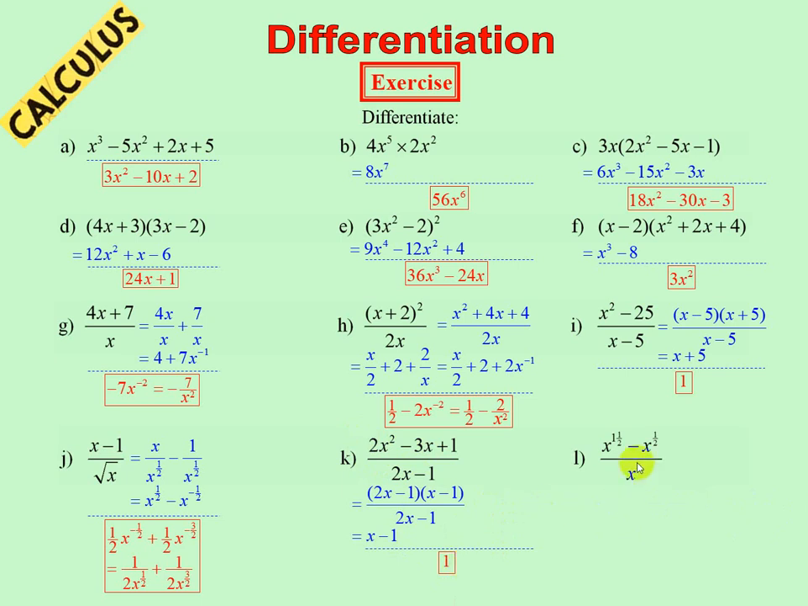Same here. 2 separate fractions. Subtract 1 off 1.5, subtract 1 off a half to give you a negative half. Now we can differentiate. Half multiplies down, half minus 1, negative 1. Negative half multiplies down, give you plus a half. Subtract 1 off negative half, negative 3 over 2. And we write with positive exponents.